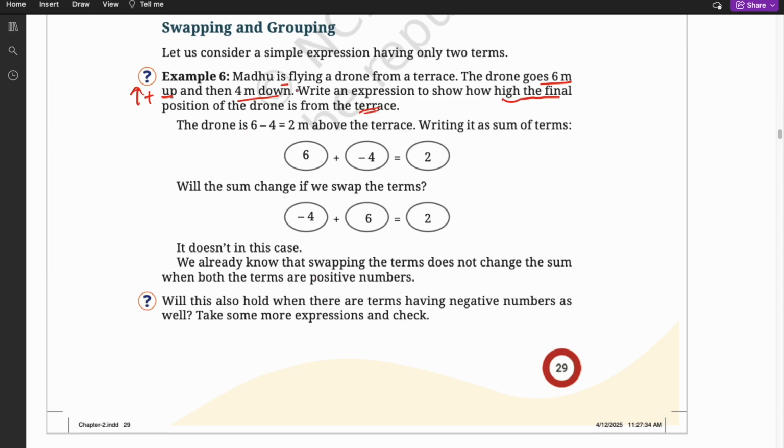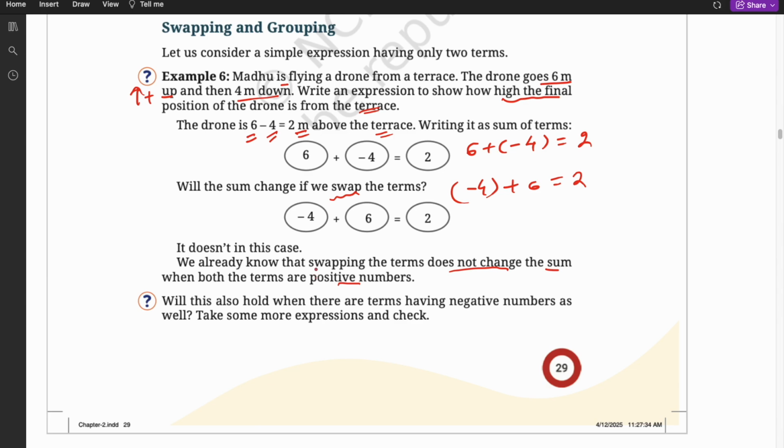So here up गया था कितना, 6 meters, and down कितना आया, 4. So 6 minus 4 which is equal to 2 meters above the terrace वो गया. We will write this in two terms. First term is 6 plus -4 which is equal to 2, and if we swap, अगर हमने -4 पहले लिखा फिर plus 6 किया तो swapping हो गया but answer comes same. So swapping the terms does not change the sum when both the terms are positive numbers.